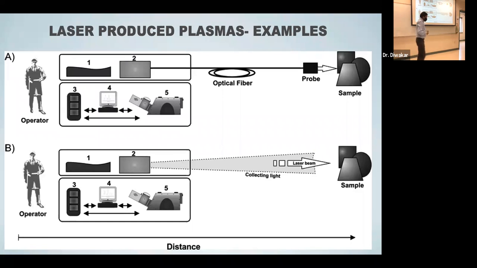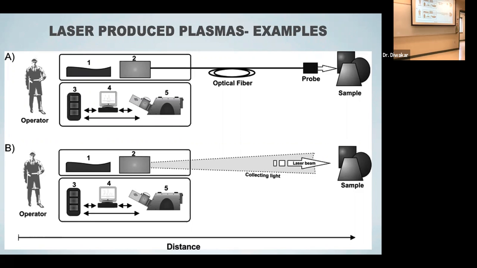Some of the examples where people are using it. For example, you can have the laser system and you can connect, since it's an optical based system, you are sending light and collecting light. That means the person does not have to be there where the data is collected. You can simply have an optical fiber which can send the light, and then light can come in, and the person can be far away. And this is very important.